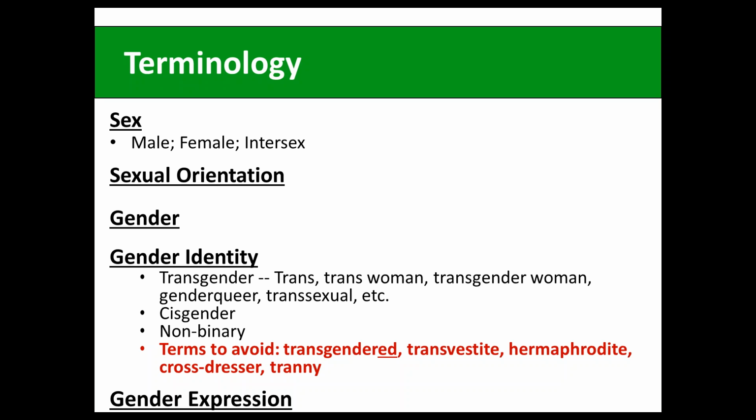Gender identity is used most often in relation to transgender people, and that's an umbrella term which refers to people whose gender does not correspond to the sex and gender that they were assigned at birth. So a transgender man is someone who is assigned female at birth but identifies as a man, and a transgender woman is the reverse, so someone who is assigned male at birth but lives as a woman.